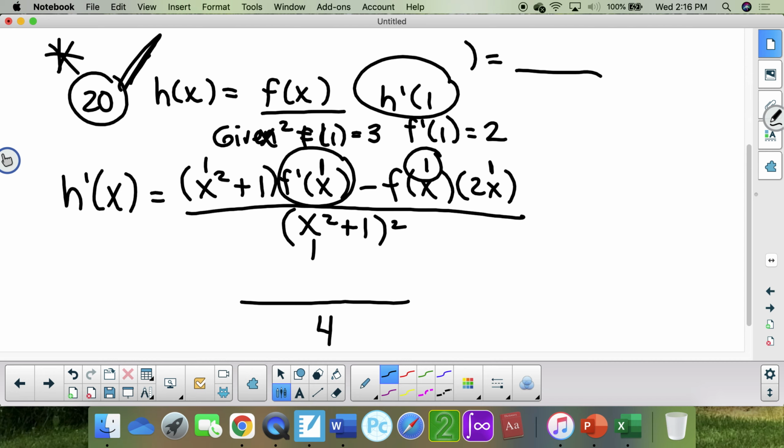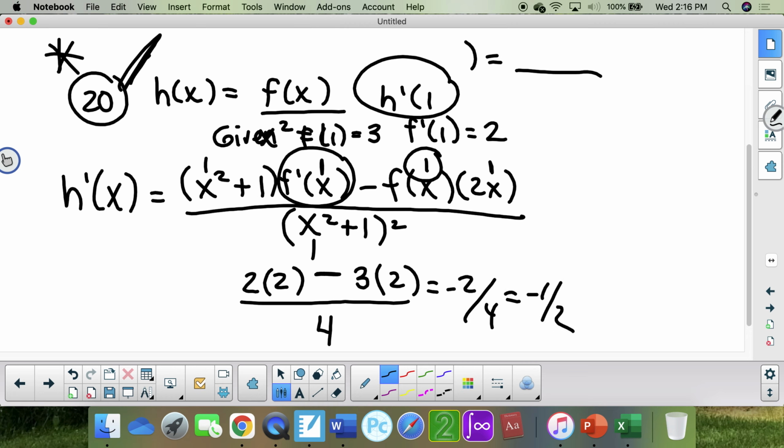1 plus 1 is 2. F prime of 1, what's f prime of 1, you guys? Doesn't that equal 2? Then minus f of 1. F of 1 equals 3 times 2. 4 take away 6 is a negative 2/4, negative 1/2. And that's it. We are done with time to spare.